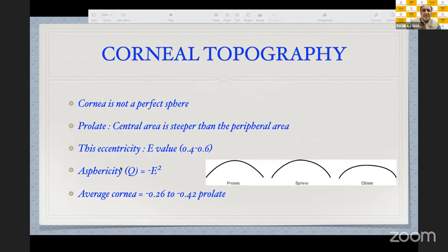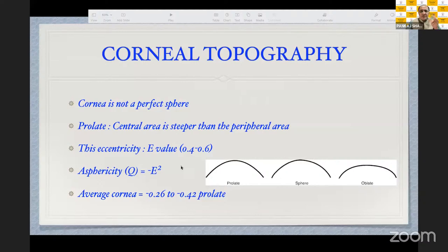So the asphericity is denoted with a Q value, and that Q is the square of the eccentricity. Now this square, the minus sign denotes that it is prolate. That means it is flatter at the periphery. A perfect sphere is the central one, and oblate is flatter in the center, but more curved in the periphery. So this Q value would be plus over here, and it is minus in a prolate cornea. The normal prolateness or the Q value of the cornea ranges from minus 0.26 to minus 0.42.